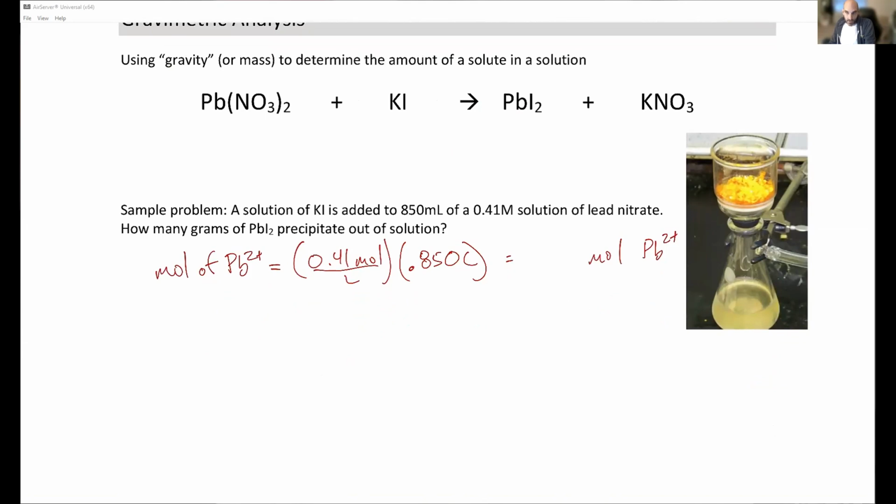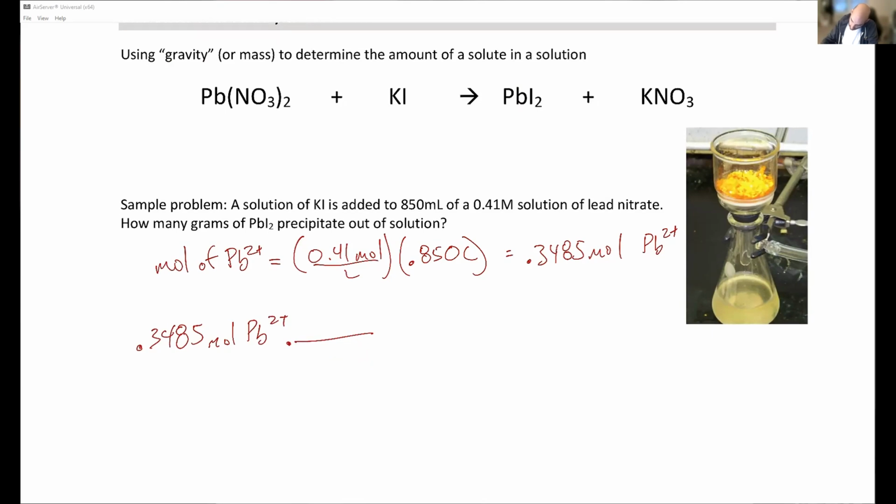In fact, why don't I just finish this up? So 0.41 times 0.85. That's an L, it looks like a C. You end up with 0.3485 moles of lead. So if I have 0.3485 moles of lead, we're going to set up a conversion, my moles of lead to, well, actually, we don't even need to do that.